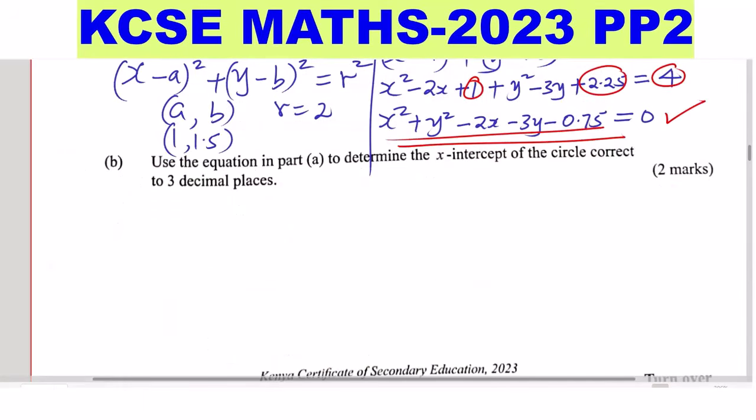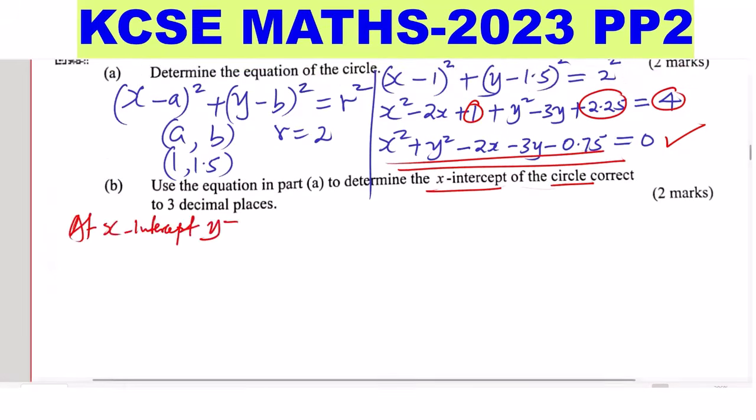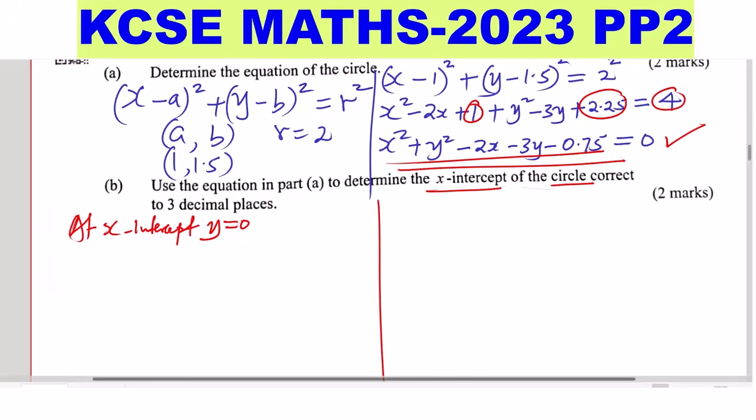Part B: you're supposed to use the equation in part A to determine the x-intercept of the circle, correct to 3 decimal places. So how do you get the x-intercept? At the x-intercept, y is equal to 0. So you just take the equation that you have obtained, and simply substitute y with 0. At the x-intercept, the value of y is equal to 0.